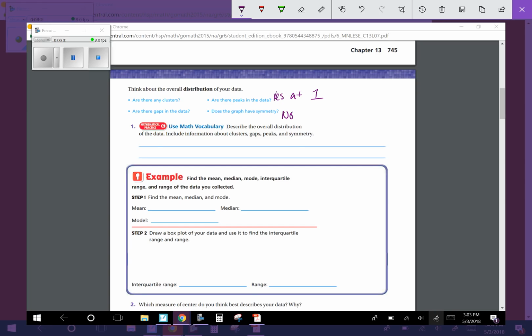So what you would do there is just talk about how there are clusters from 0 to 4. The data peaks at 1. And there are no gaps or symmetry.